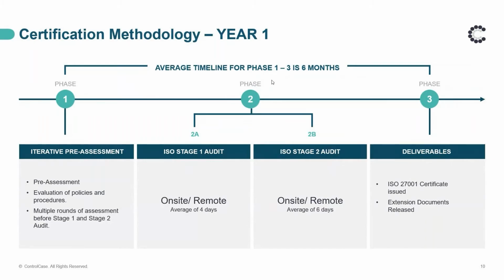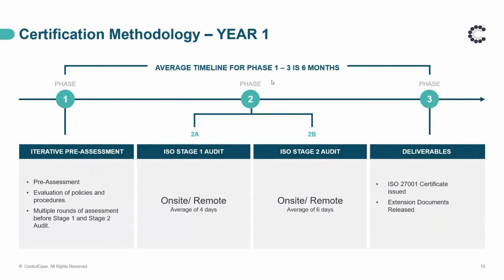So there is a concept called pre-assessment where ControlCase will ensure all your policies and procedures are there, evaluate them against the standard, look at your implementation, and do a gap analysis against the standard for your ISMS, and tell you what these gaps are. Now you have a clear picture in front of you on what you need to do before you get to a stage 1 audit. Once you've fixed all of these gaps, you move to the stage 1 and stage 2 audit.